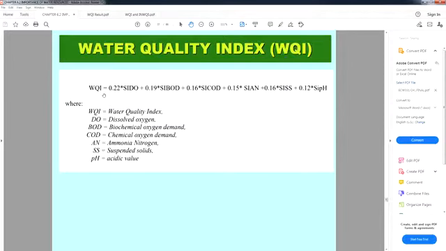So this is the formula to calculate the water quality index. 0.22 multiply with the sub index of DO. Okay, SIDO, SI represent the sub index. So DO represent the dissolved oxygen. Okay, so 0.19 sub index of BOD, 0.16 multiply with the sub index of COD, and so on. Okay, so this we call as the WQI formula, and we will use this formula to calculate for the sub index.